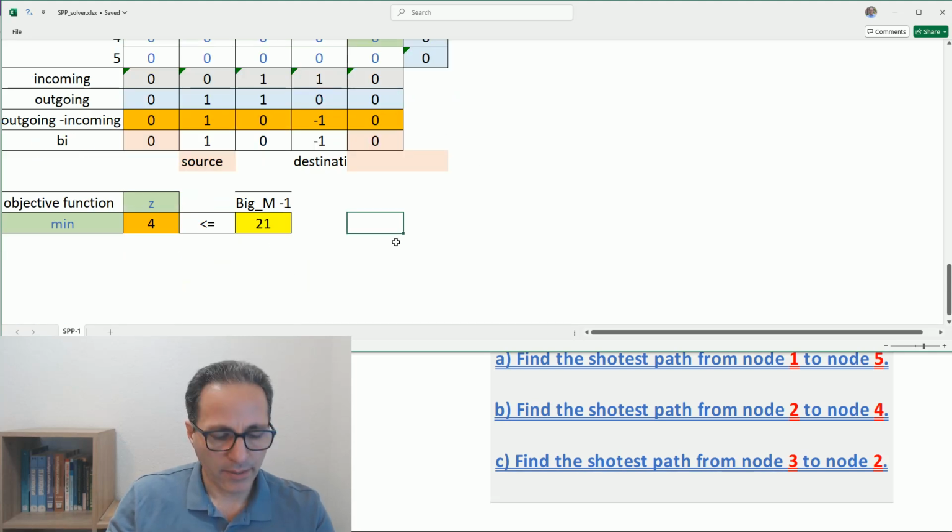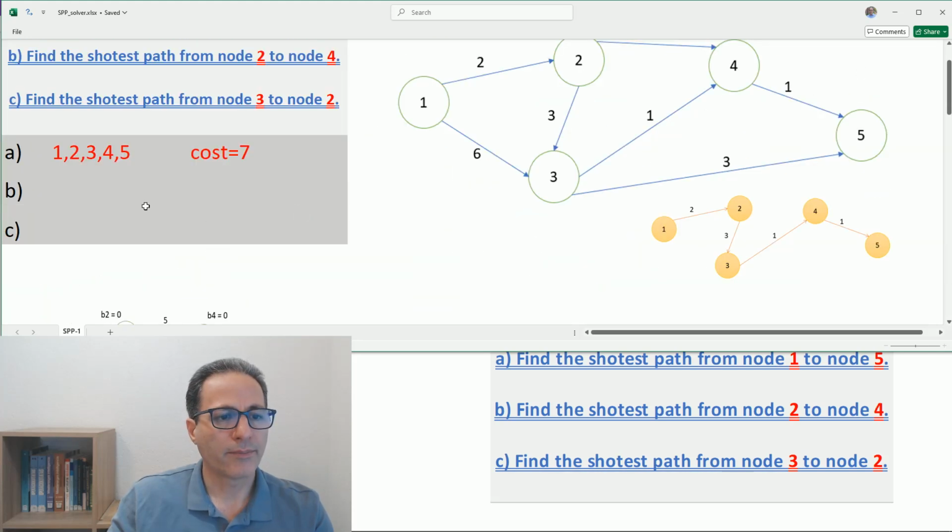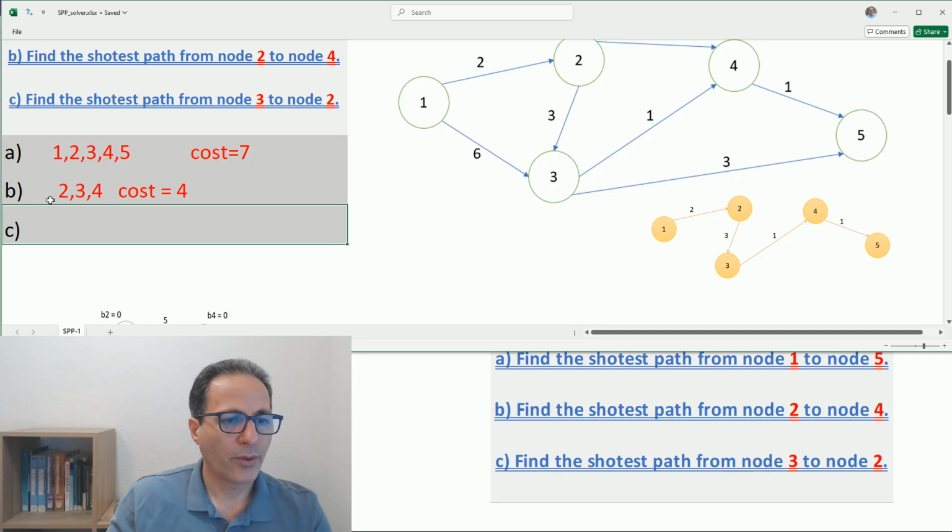So I can write here, the answer is we start from 2, go to 3, and then 3 to 4. This is the shortest path, and the cost is 4. This is the answer for part B. Now let me select this and write it here. This is shortest path from 2 to 4.